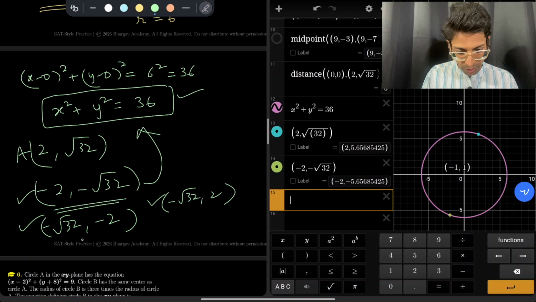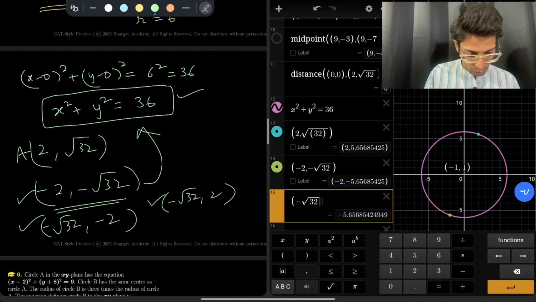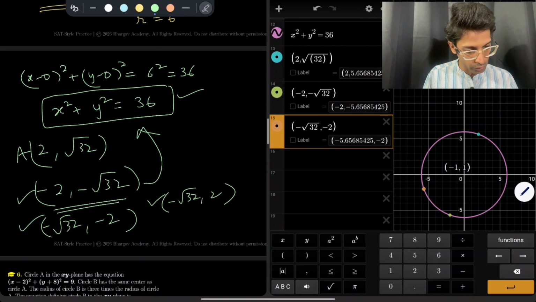What is the next point? Minus root 32 comma minus 2. Again, if you check visually, you can clearly see that this is not coming out to be 90 degrees. So this point also should be ignored. Let's go to the next point.